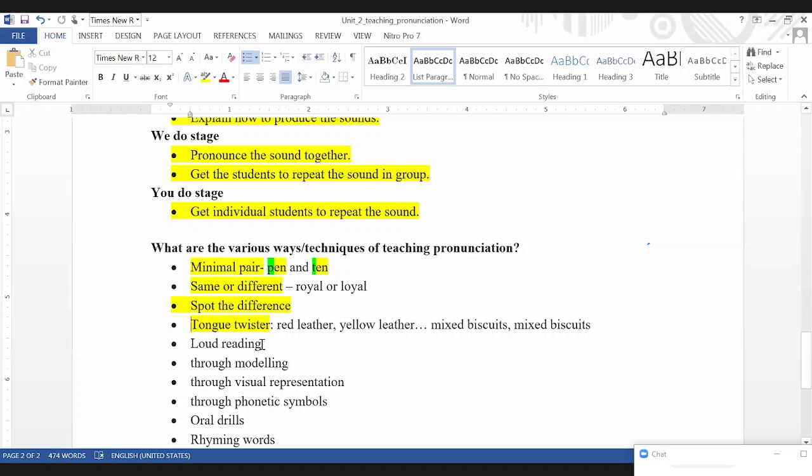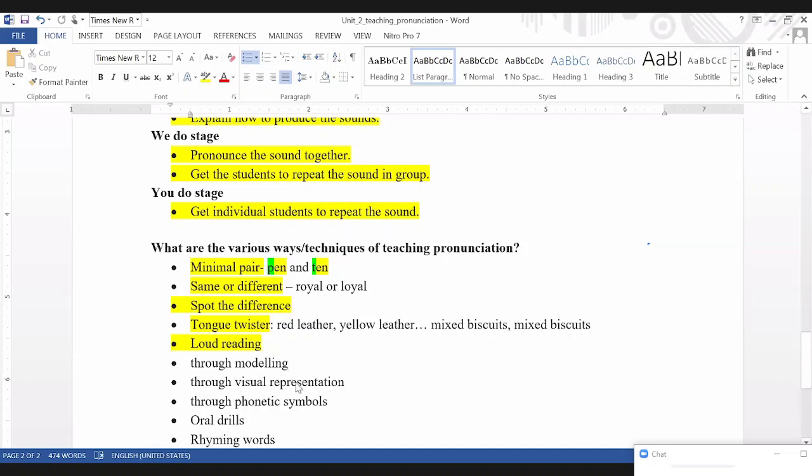Loud reading, of course, is useful in the earlier grades, junior classes. The teacher gives one model reading, and then the students try to read loudly. When they read loudly, they pronounce the words, and the teacher can observe their reading and see their pronunciation. This is also one way of improving the pronunciation part.